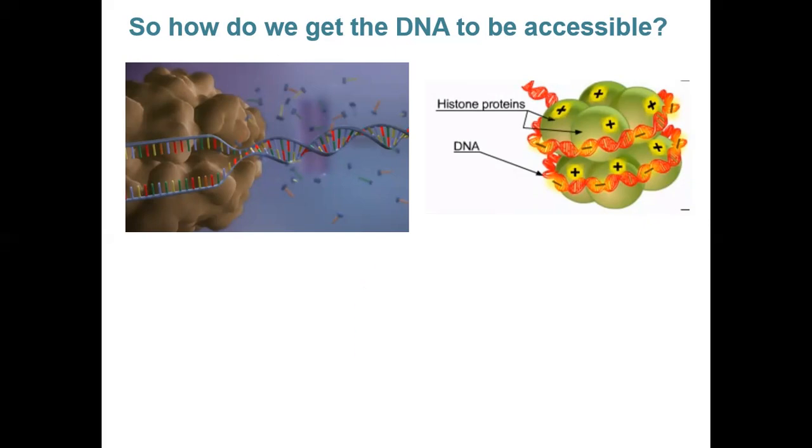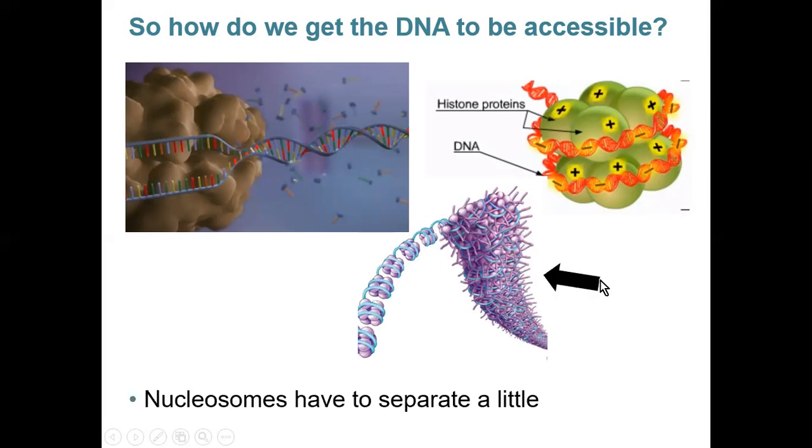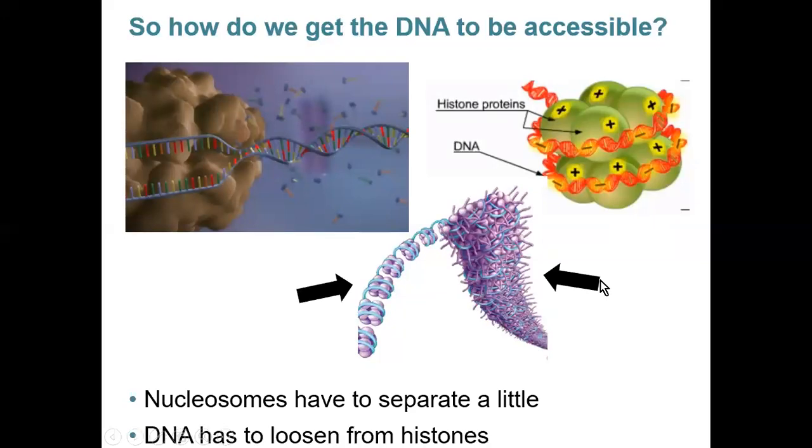And not only is the DNA tightly wound into these nucleosome structures, but the nucleosomes are also all squashed up on each other like this. And that means there's even less room for an RNA polymerase to get in there. So for RNA polymerase to be able to access the gene, a couple of things have to happen. First, nucleosomes have to separate a little. They have to go from being so tightly packed together to being more loosely associated, like this.